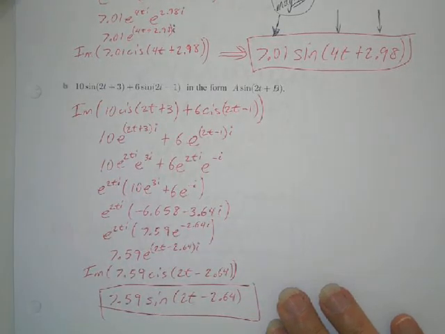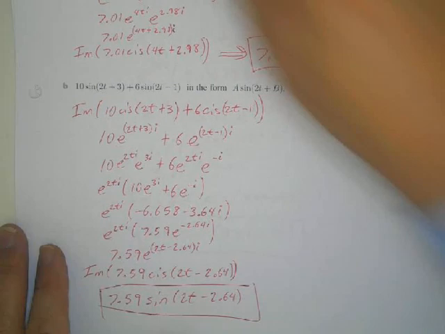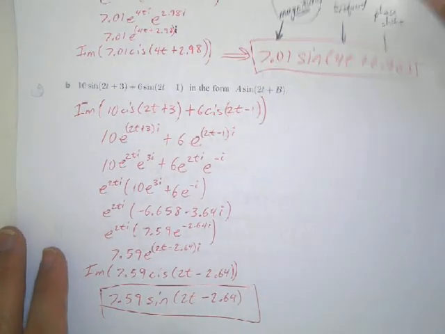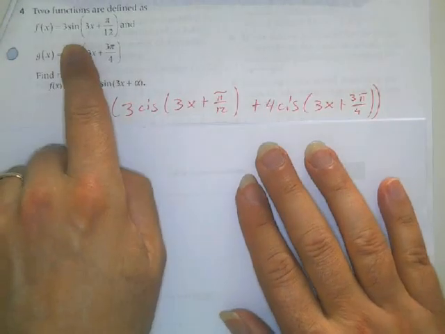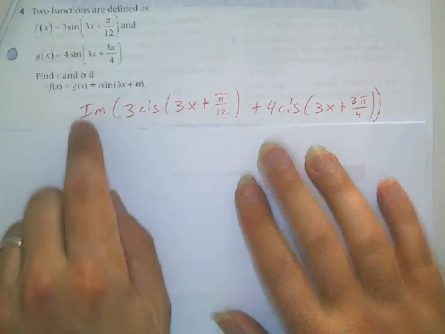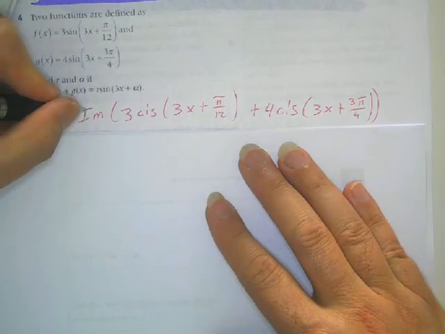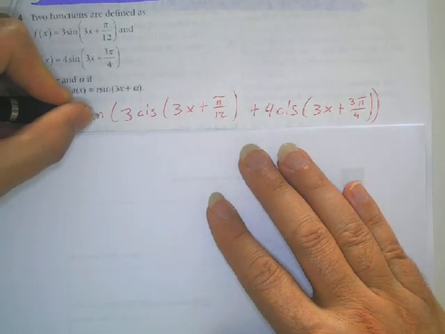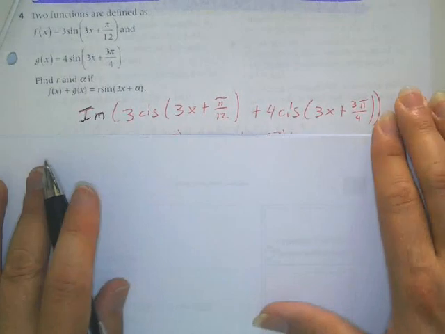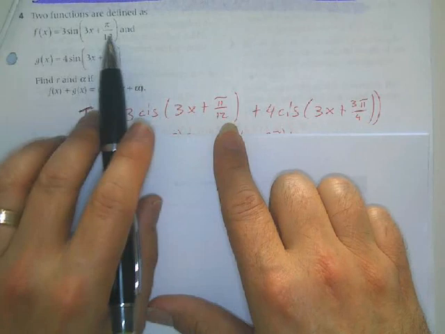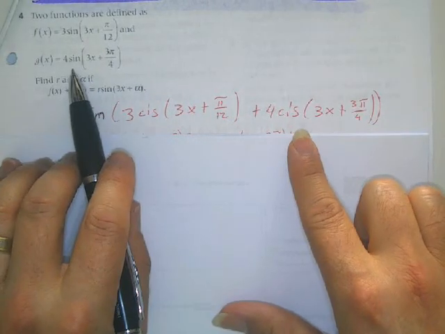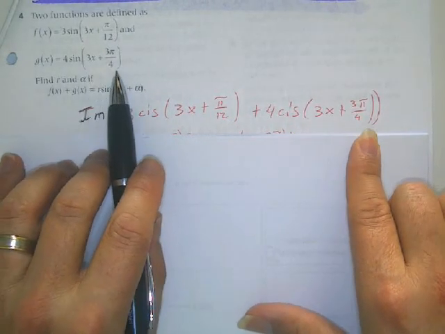And I guess I'll do question 4, and then I'll do 5 and 6 in a separate video. Okay, so I've got this function and this function. First thing I'm going to do is write Im, because since it's sine, we're only focusing on the imaginary part of these two functions. 3 cis (3x plus pi over 12) plus 4 cis (3x plus 3 pi over 4).